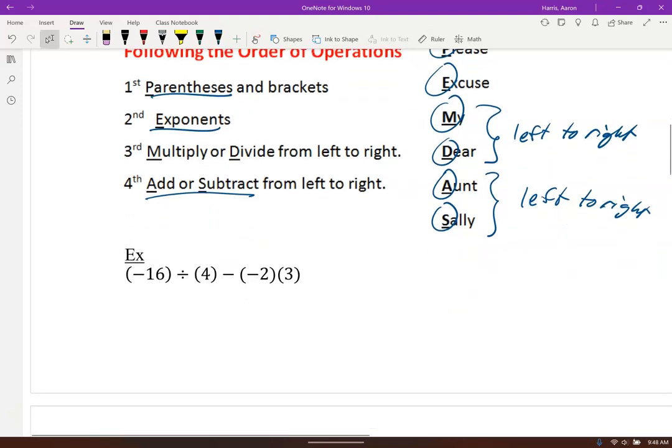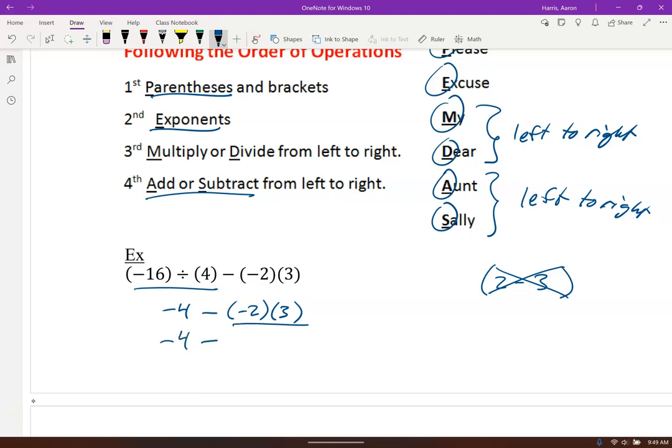So I take a look here at this first one. No parentheses to simplify. Like if I had something like 2 minus 3 in the parentheses, I'd do that first, right? And there's no exponents. So now we're going to go to multiplication and division. So let's do the division here. Negative 16 divided by 4 is negative 4. And now I've got a subtraction, but I'm going to do this multiplication first. Negative 2 times 3 is a negative 6. And then I know a negative times a negative is a positive, so negative 4 plus 6 gives me 2.